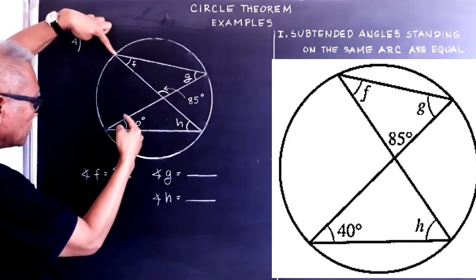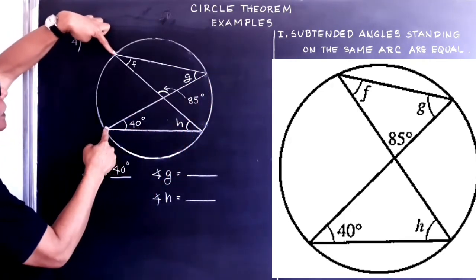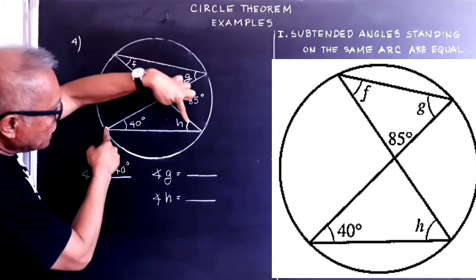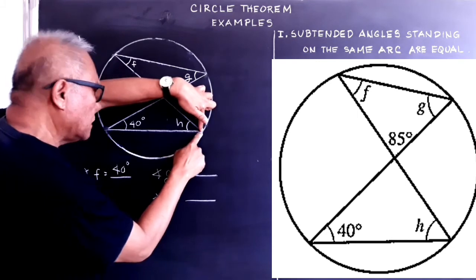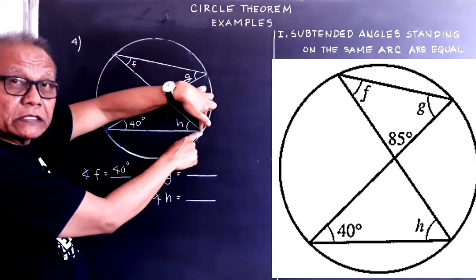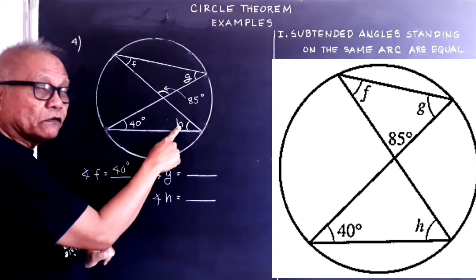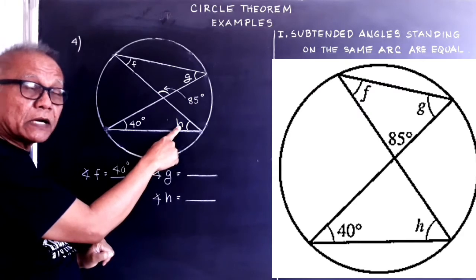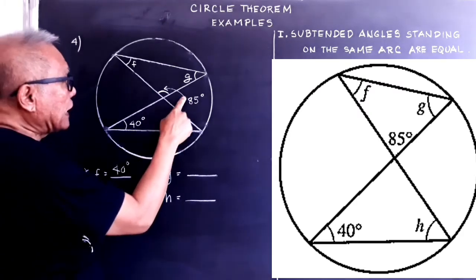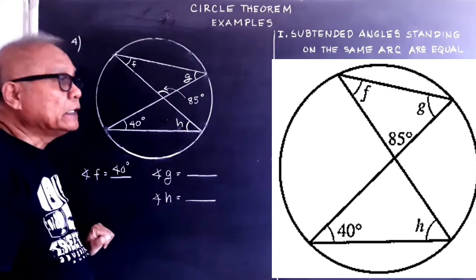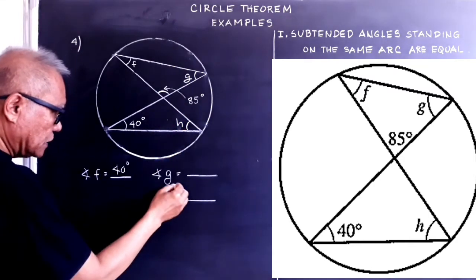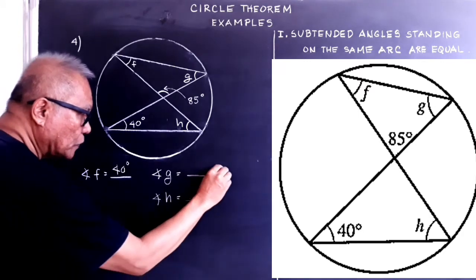This will go here. This will go down here. And this one will go here also. But the problem is, there is no value for angle H. But we know that angle G and angle H are equal. Okay, so they are equal, these two.